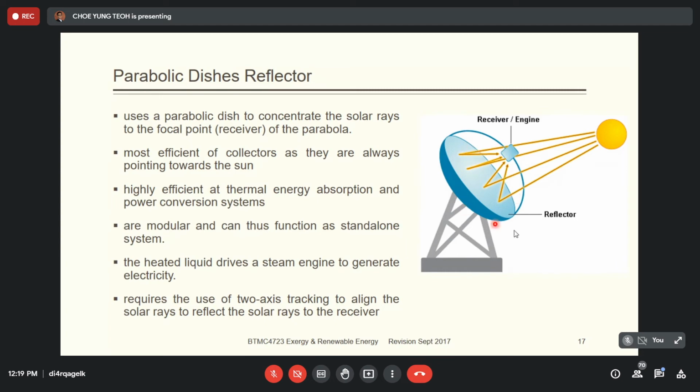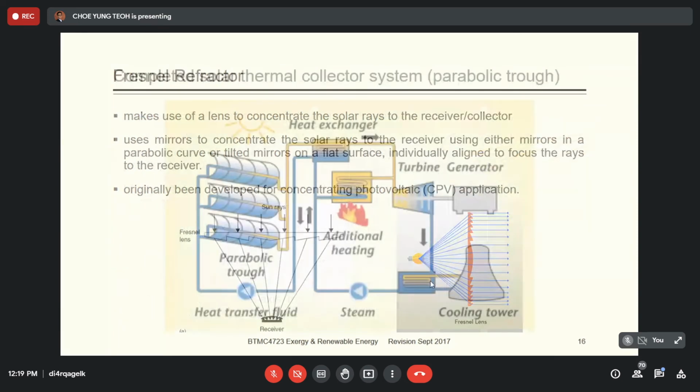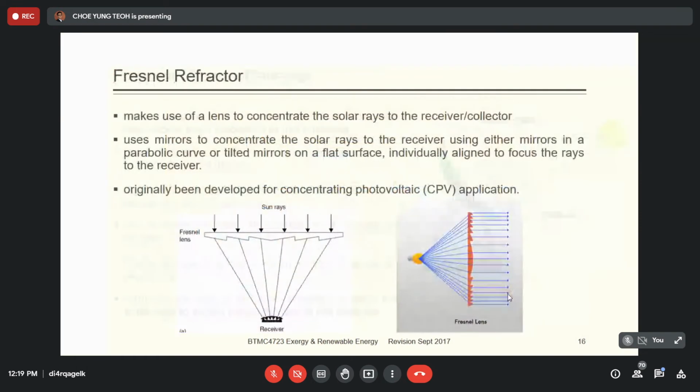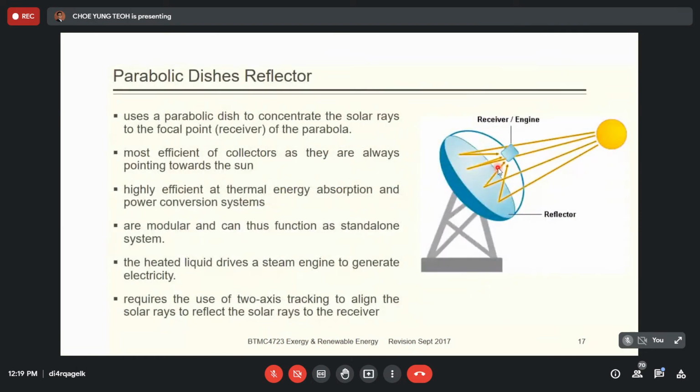And you can see that this, something like a satellite dish, will point to the sun every time. So it's actually a two-axis solar tracking system. Compared to the previous one, which is not really two axis, it's only one axis, turning in one direction only. But this one turns 360 degrees. It will be the most efficient collector as it is always pointing toward the sun. Highly efficient as a thermal energy absorption and power conversion system.